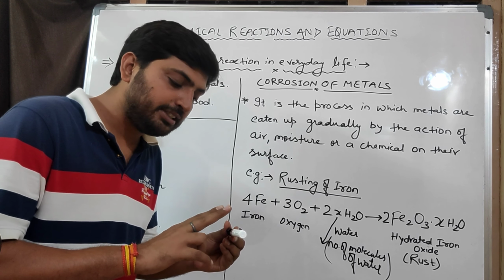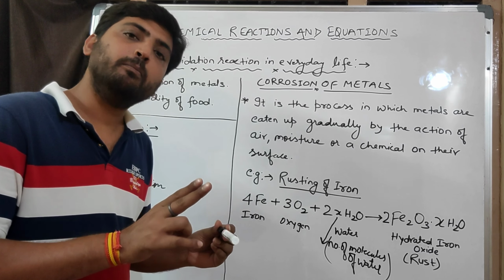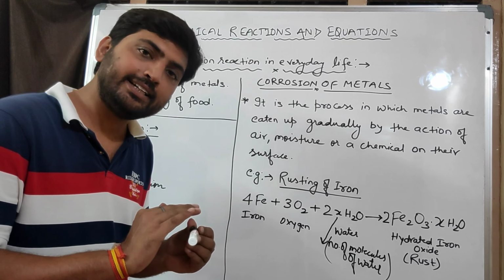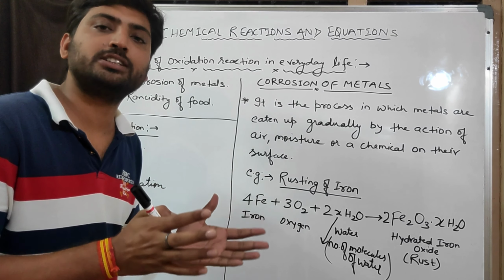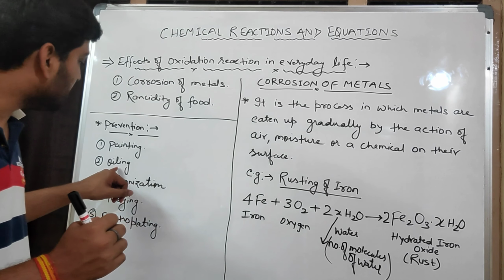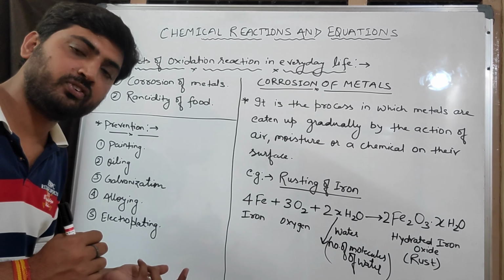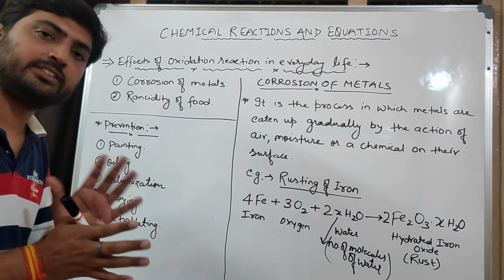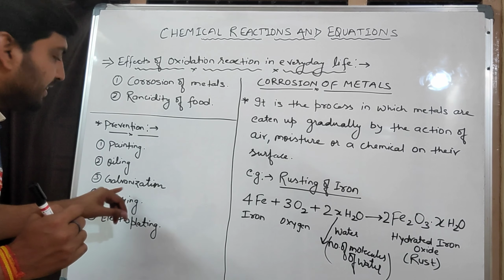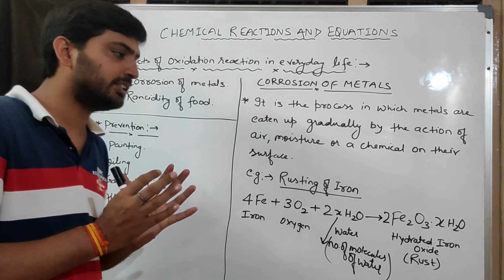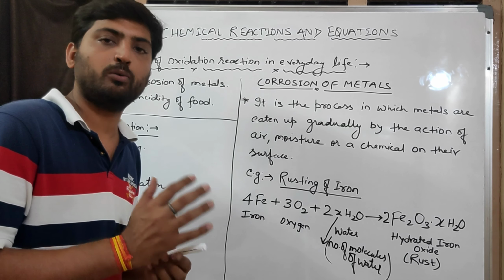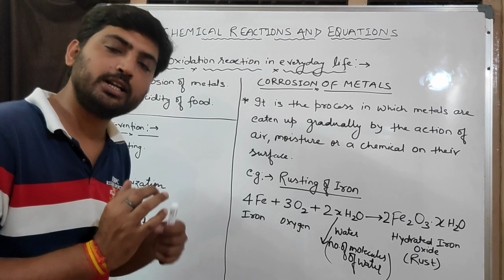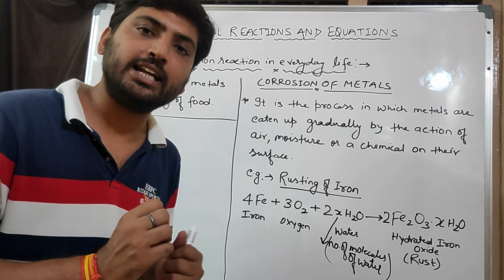The connection between the iron and air and water gets cut. So there will be no rusting of iron. Second one is oiling. Similar phenomenon, the contact gets cut. Galvanization. What is galvanization? Galvanization is the coating of zinc metal over another metal.